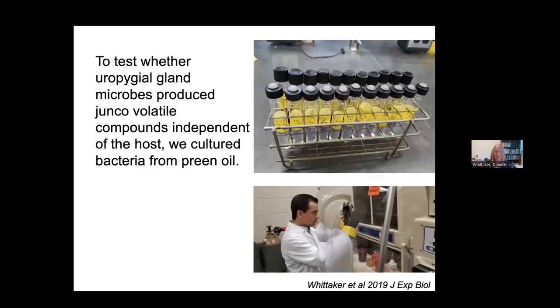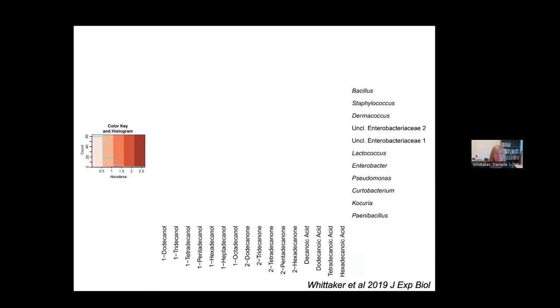And so I went back to the field and I collected more preen oil, and then we cultured that preen oil in petri dishes. We grew the bacteria that lives in that preen oil in petri dishes in the lab. And then we measured the odor given off by those bacteria without the bird anywhere near them, right? So this is just bacteria on their own and the odors they produce.